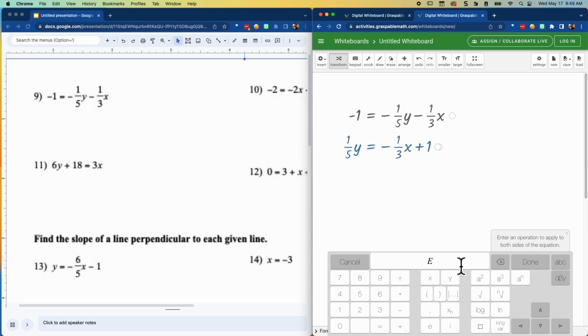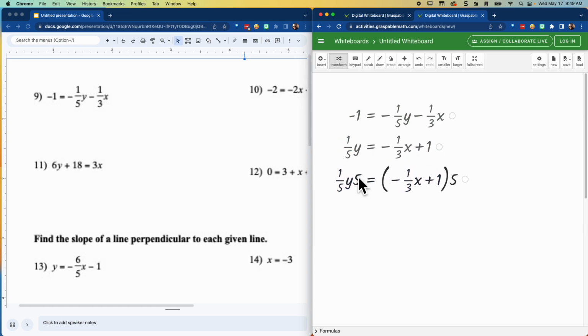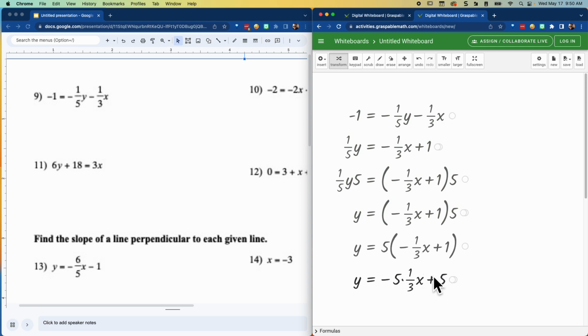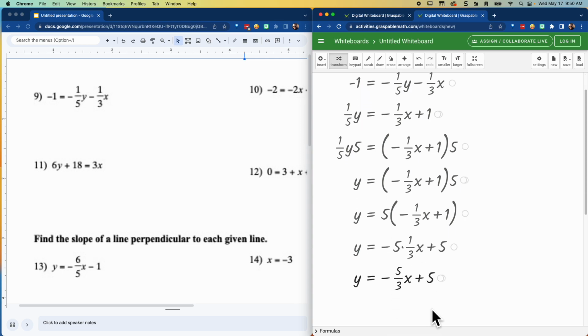Well, I can click on the equal sign to do something to both sides equally. And I'm going to multiply both sides times 5. 5 times 1/5 is just y. So that's great. And this 5 that's being multiplied here, I could have had it out front or in the back, either way. I'm going to multiply it into both of these numbers inside. This second number is going to become a +5 because 5 times 1 is 5. But the first one is 5 times 1/3, which is -5/3.